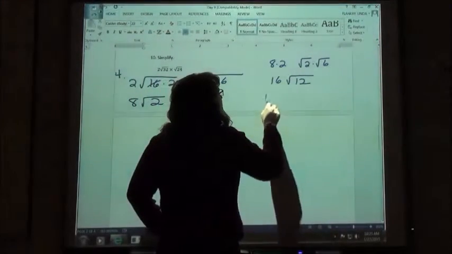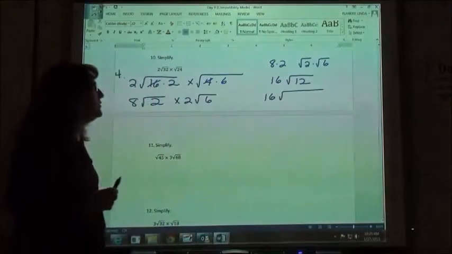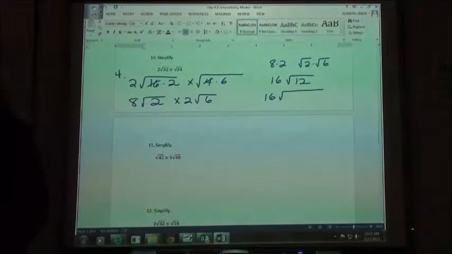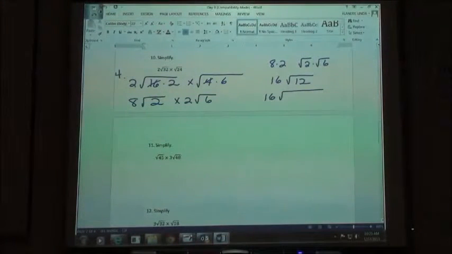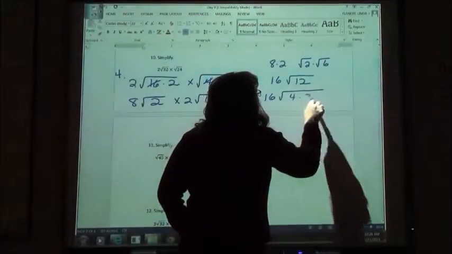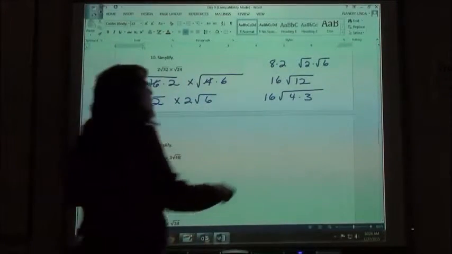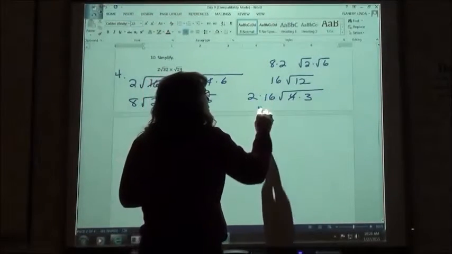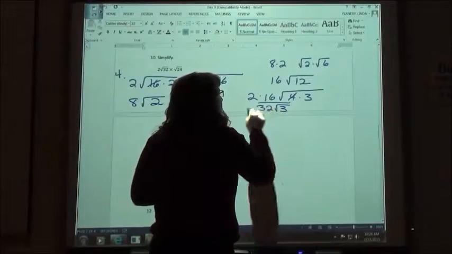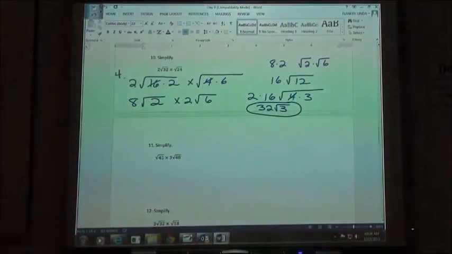So if I have 16 square root of 12, 12 can be factored into our perfect square that goes into 12. Or 4 and 3, right? 4 is our perfect square. 4 times 3 is 12. Now if I tried 2 and 6, neither of those are perfect squares, so that's why that pair won't work. But 4 and 3, 4 is a perfect square. The square root of 4 is 2, so 16 times 2 is 32. Square root of 3, and now I have it where I can't go any farther with that 3 because it only has 1 times 3.